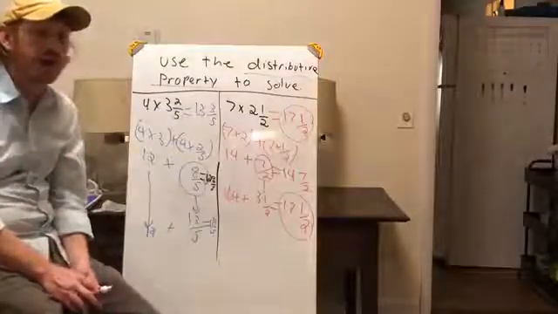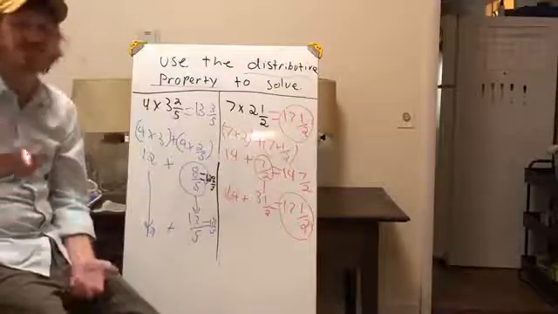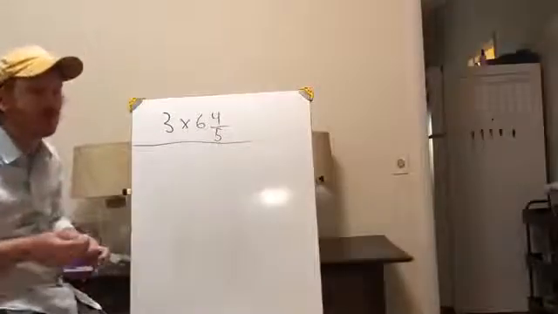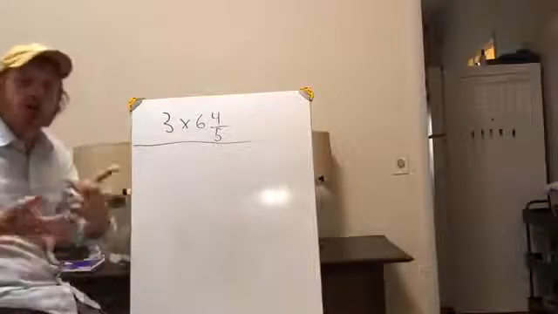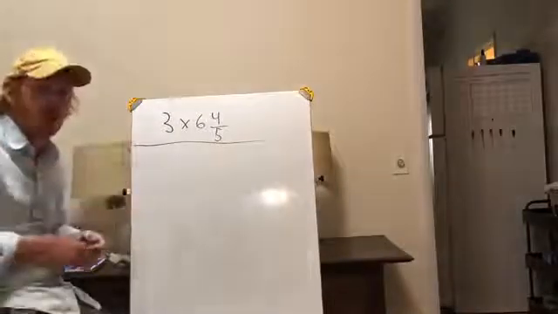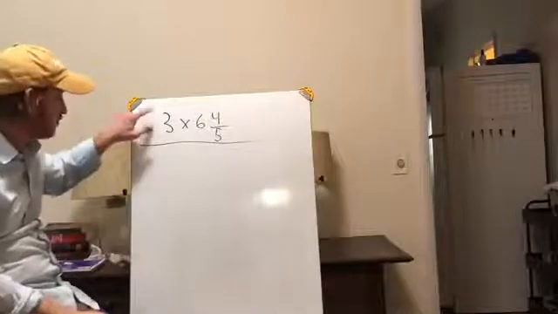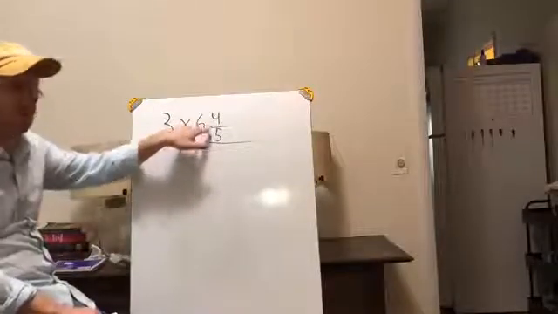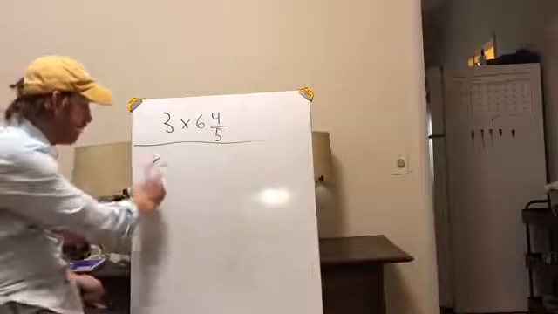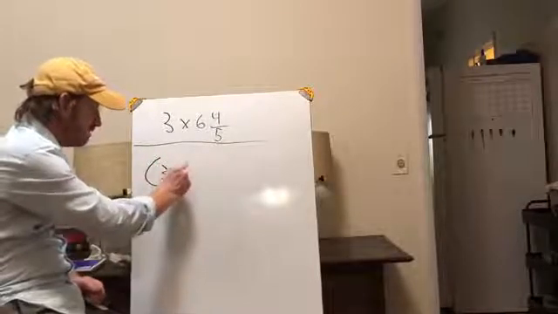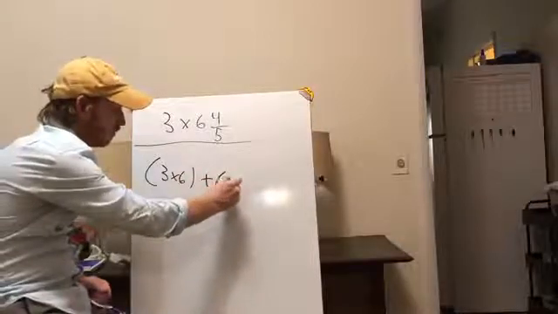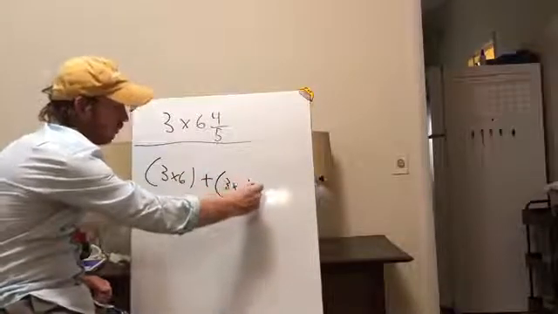Now we're going to move on and do one of your independent problems. When we're done here, you're going to go finish either your Seesaw assignment or your Google Forms. Our problem is 3 times 6 and 4/5. Using the distributive property, I'm going to break that up to 3 times 6 plus 3 times 4 over 5.